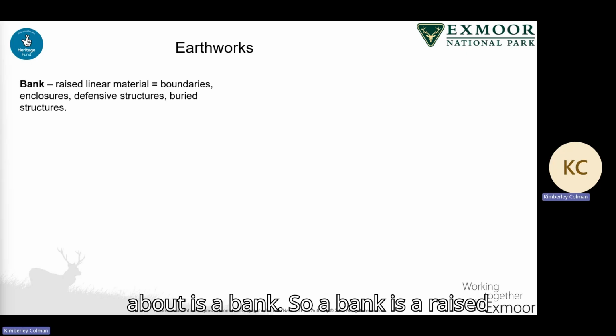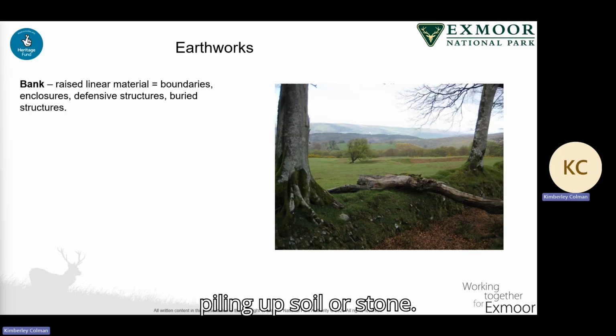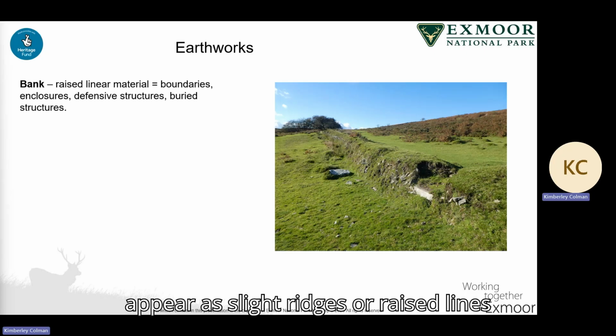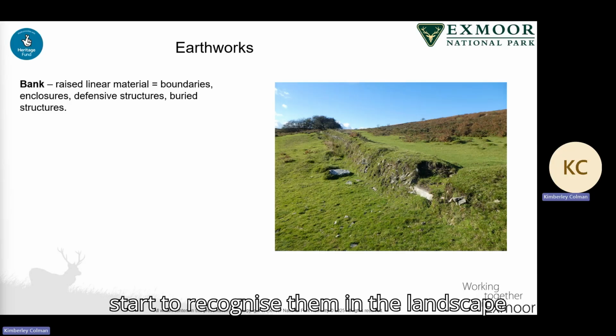So the first one we're going to talk about is a bank. A bank is a raised strip of ground, often formed by piling up soil or stone. Banks were commonly used to mark boundaries, enclose fields, or form part of defensive structures. In LiDAR visualizations, banks appear as slight ridges or raised lines across the surface. And we'll explore these types of features in more detail in another session. But before we dive into the LiDAR visualizations, it's helpful to know what kinds of things we're actually looking for, so you can start to recognize them in the landscape and understand why they matter.